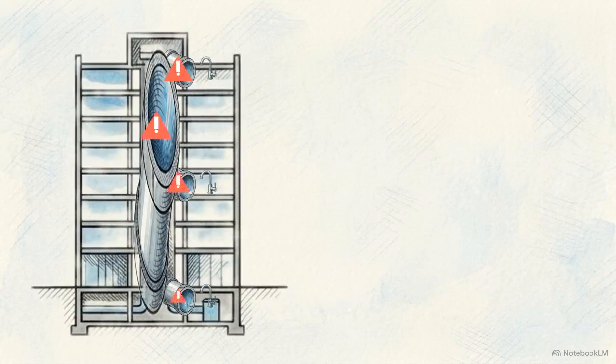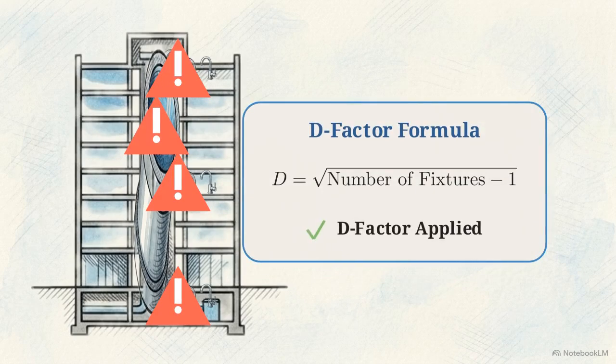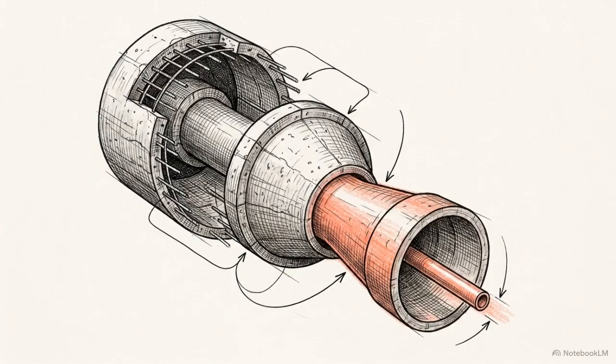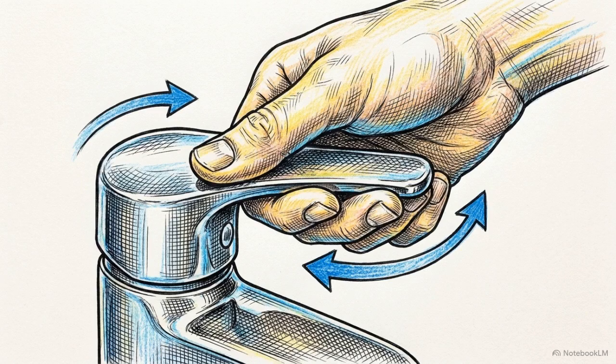Applying the D factor prevents catastrophic over-engineering. It relies on the statistical proof that not every single tap in a building will open at the exact same millisecond. As pipes get closer to the human endpoint, their physical diameter is dictated less by the total volume of the building and entirely by the localized probability of overlapping events.